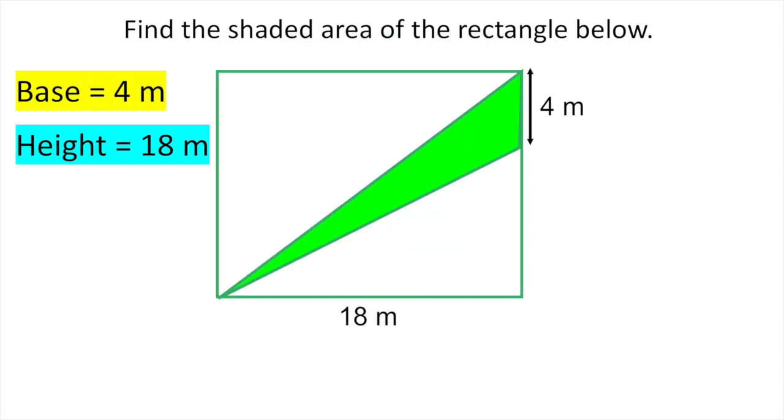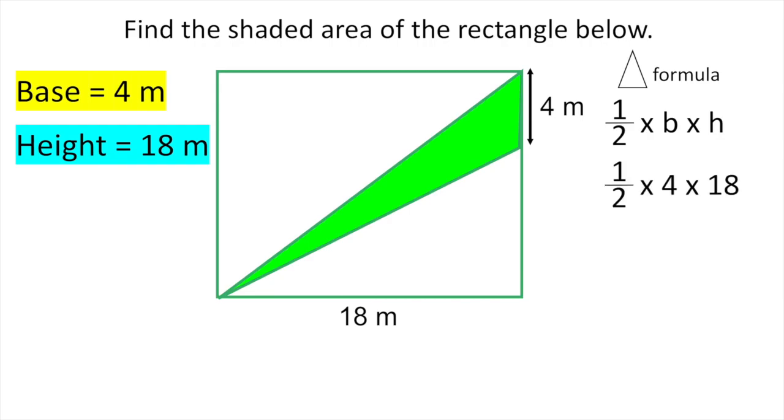Copy the following down with me in your notebook. The area formula for a triangle is half times base times height. We identified the base as 4 meters and the height is 18 meters, so I'm going to fill in both of those values. However, before you solve, you might want to do some rearranging. Remember, in multiplication, it doesn't matter in what order you solve. 2 times 5 is the same thing as 5 times 2.